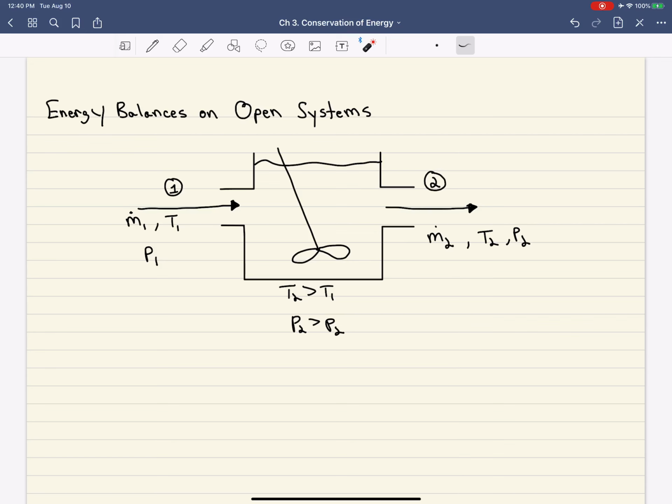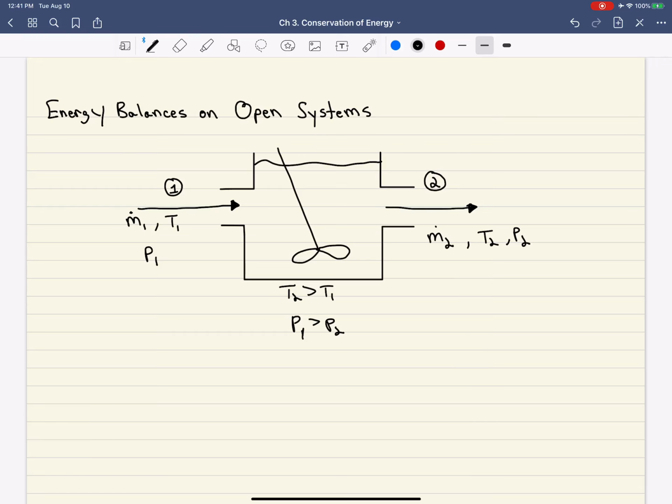It goes in the tank, it gets mixed around, and then it exits the tank on the right-hand side with some mass flow rate 2, temperature 2, and pressure 2. And the temperature of the outlet stream is a little bit higher than the temperature of the inlet stream. But in order for the fluids to flow, the pressure on the inlet stream has to be higher than the pressure on the outlet, okay, in order for it to flow.